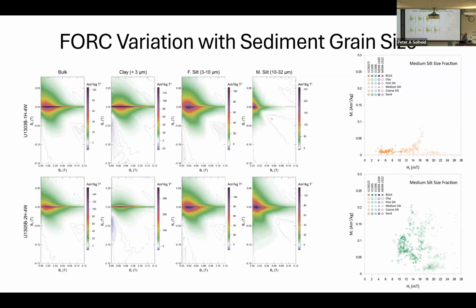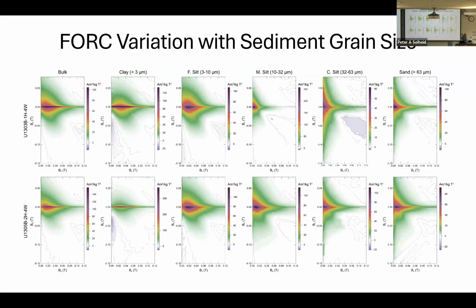Fine silts and medium silts, these have that higher concentration of magnetic minerals. Unsurprisingly, the bulk FORC diagrams mimic what those two fractions look like. And if you remember, the coarse silts and the sands have much lower concentration, and we start to isolate much more of these multi-domain components. Again, you don't see any signature of those multi-domain components in the bulk FORC diagram.